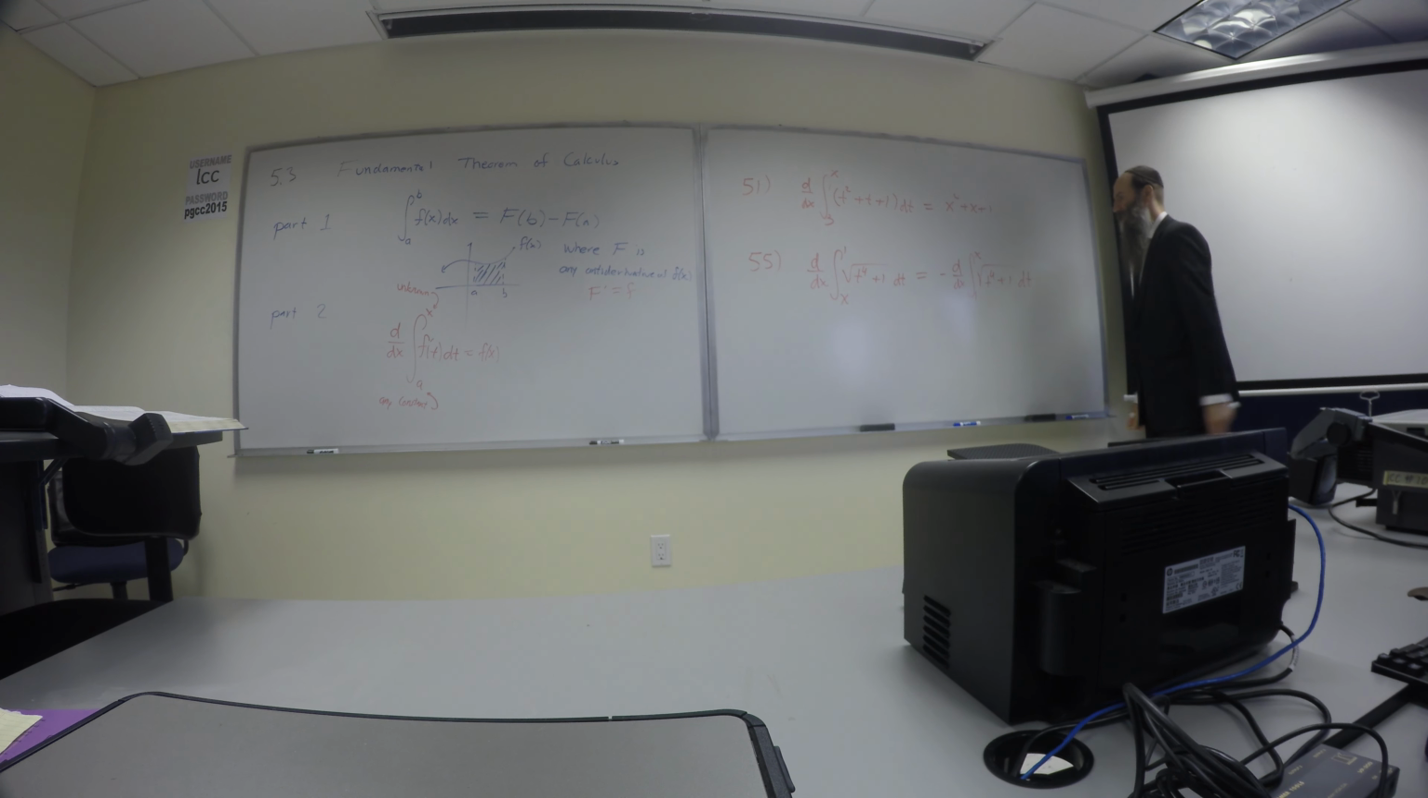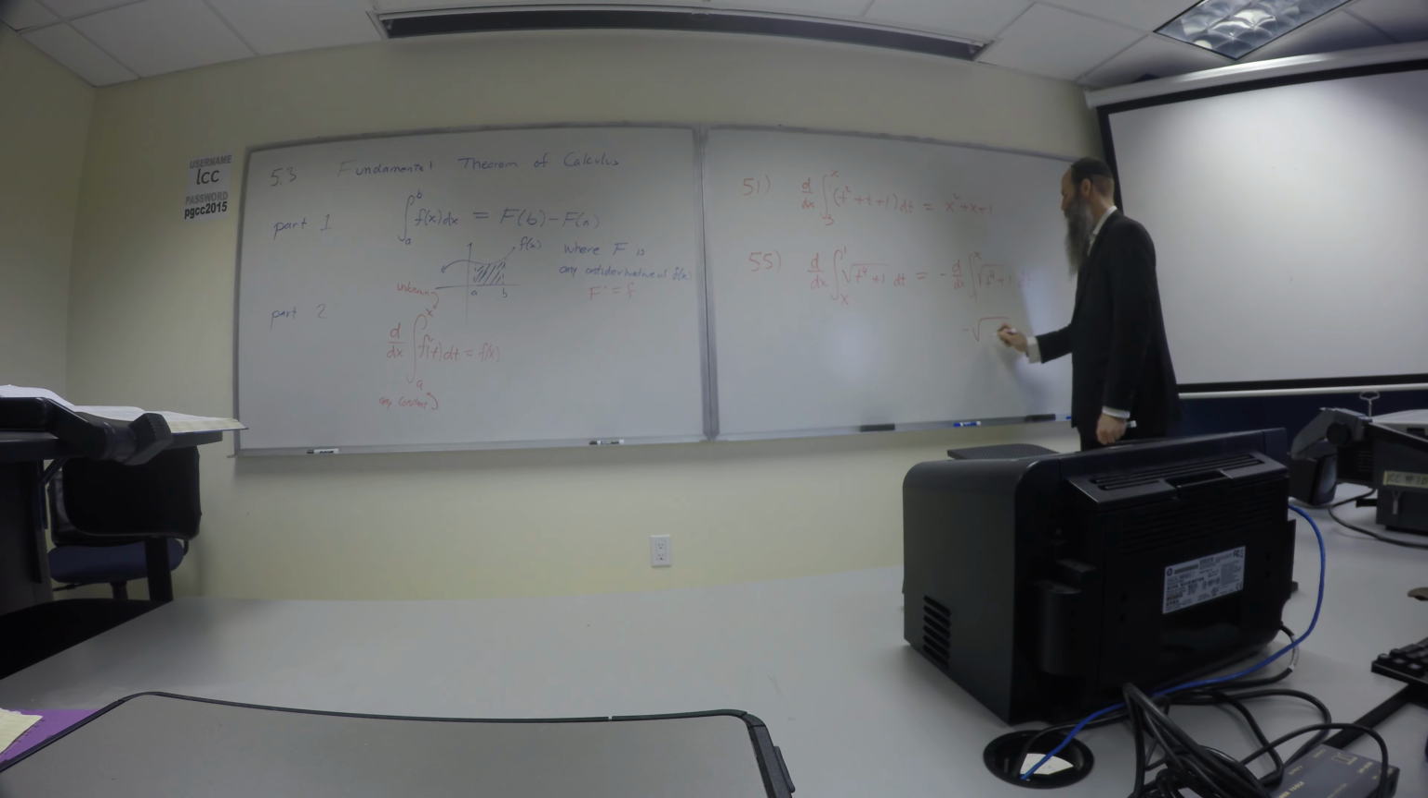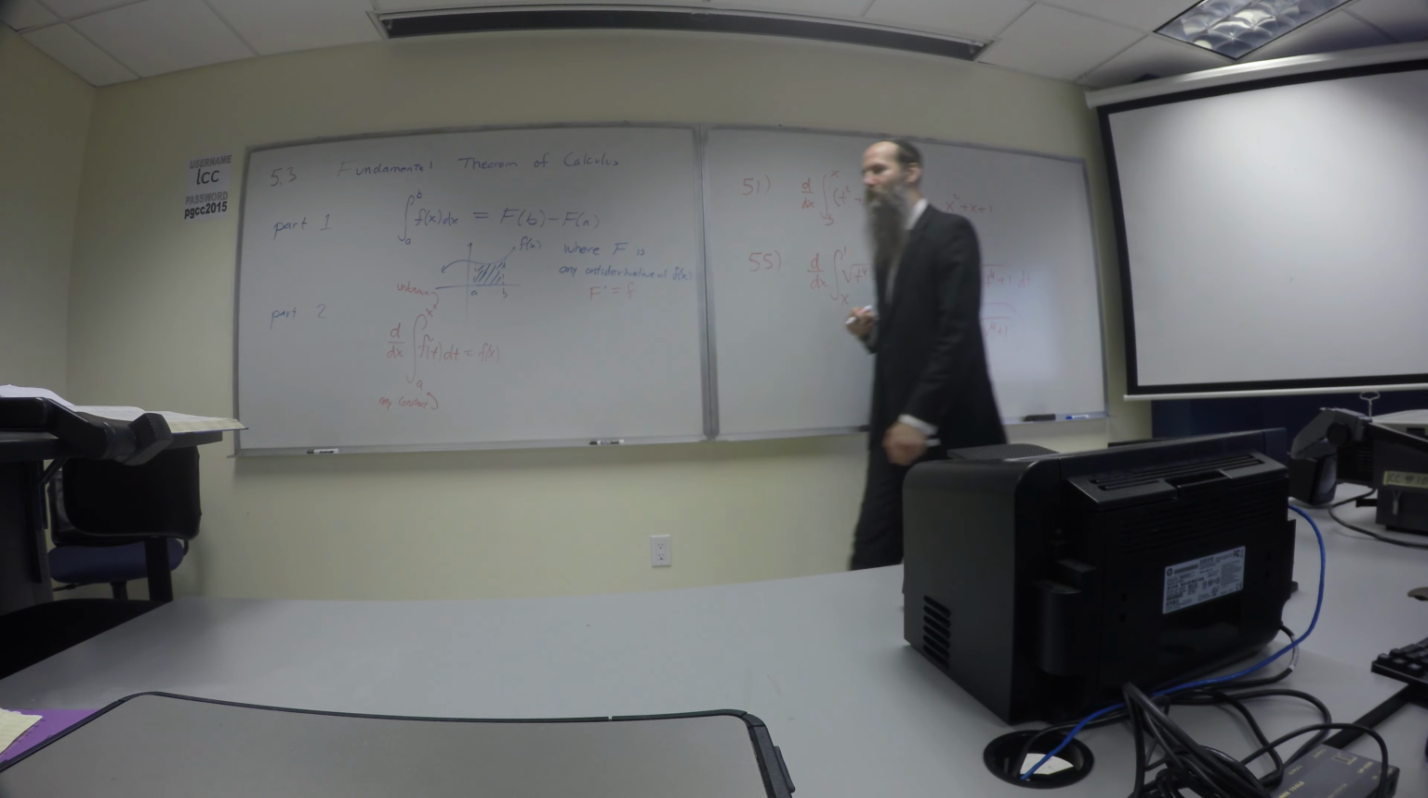Now it's straightforward, right? Any constant, that's just x. It's not some other arbitrary function of x. So the answer should just be negative the root of x to the 4th plus 1. There's our answer. That was easy.